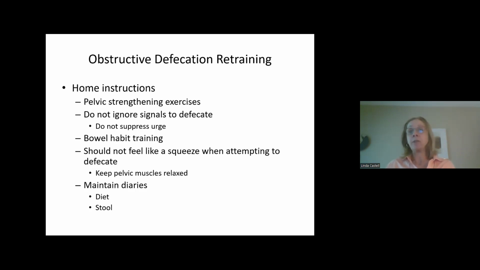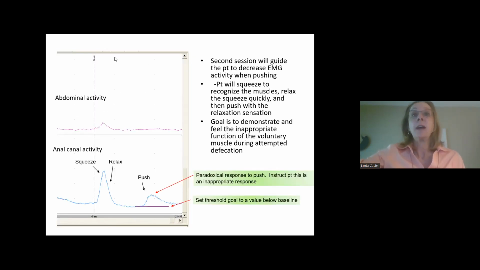When they do try to go to the bathroom at home and they're pushing, it shouldn't feel like a squeeze. If it feels like a squeeze, they should immediately try to relax and then try to push again, because if it feels like a squeeze, they're squeezing and pushing against a closed door. And have them maintain their diaries. So then they're going to come back for their second session.